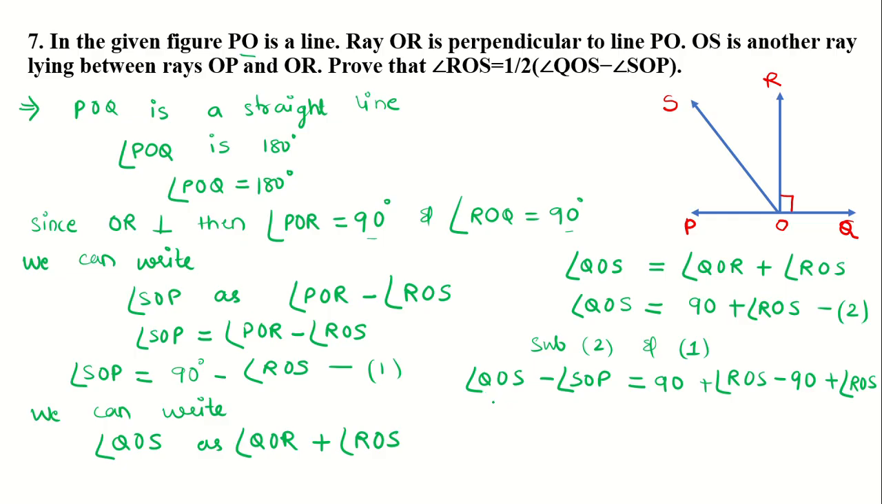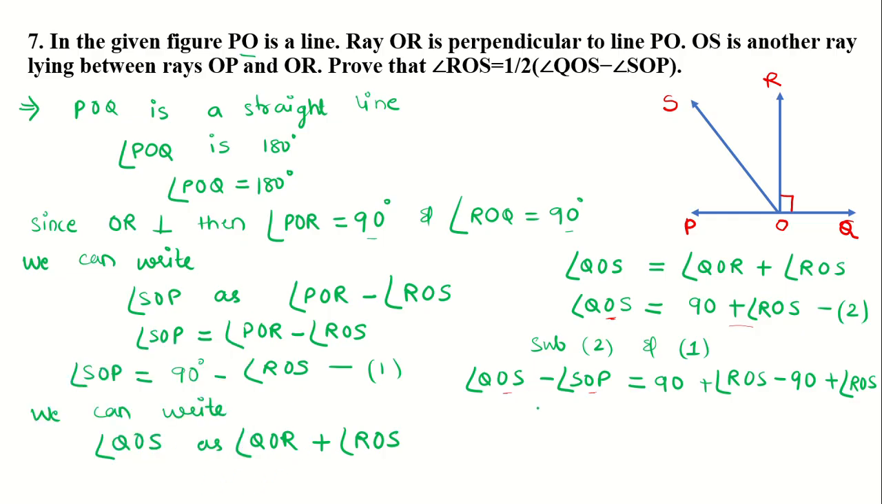The second equation is angle QOS. This second equation we are subtracting with your first equation, that is angle SOP. Angle QOS, second equation, minus angle SOP, this is your first equation. So what is your second equation? It is 90 plus angle ROS. Next, what is your first equation? It is 90 minus ROS.